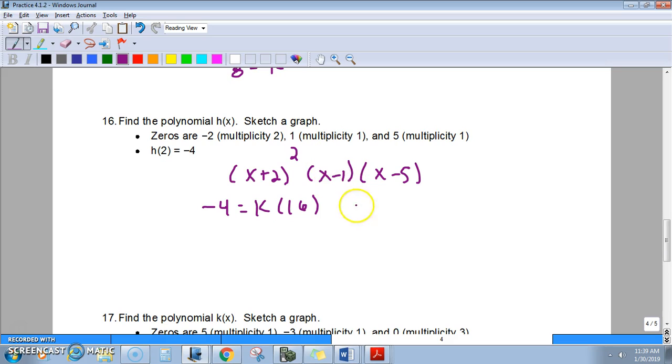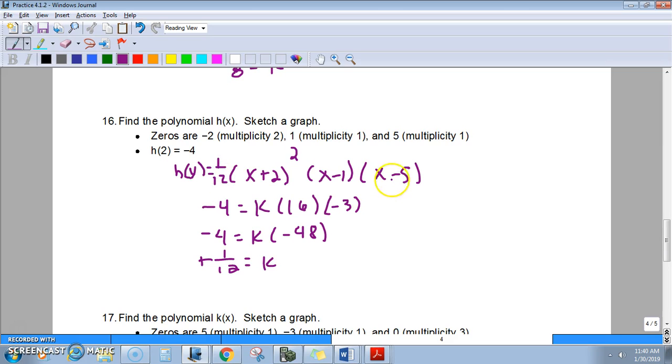I put in 2 here, 2 minus 1 times 1. I'm not even going to put that in there. 2 minus 5 is -3, times -3. So that's going to be -4 equals k times, this is really quickly in my head, -48. Divide both sides by -48. K equals a positive 1/12. 1/12, I think. So the actual equation is h of x equals 1/12 times that. Okay, that top row is the equation.